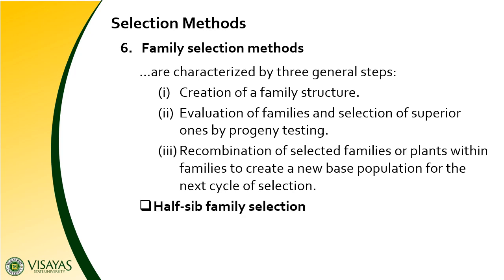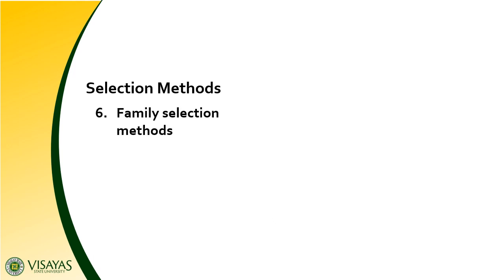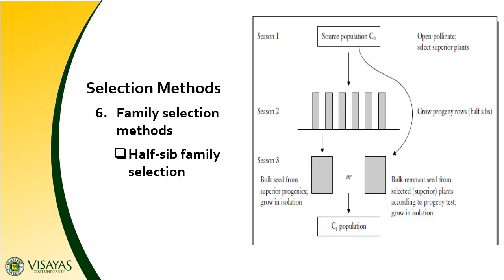So under these family selection methods, you have half-sib family selection, you have full-sib family selection, and you have self or S1 or S2 family selection. So now, this is the half-sib family selection outline. So here, as you can see, in the first season, you have the source population.